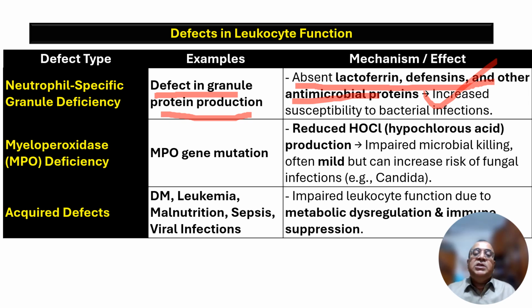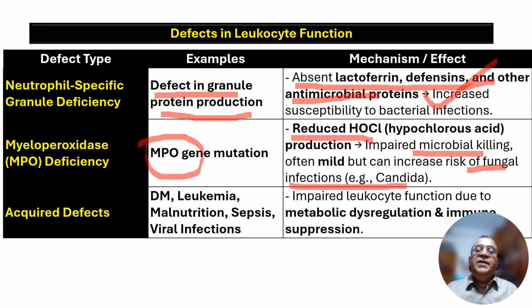Myeloperoxidase gene mutation will result in myeloperoxidase deficiency that will result in reduced hypochlorous acid production that will impair microbial killing. This condition is often mild, but it results in repeated or increased risk of fungal infection.